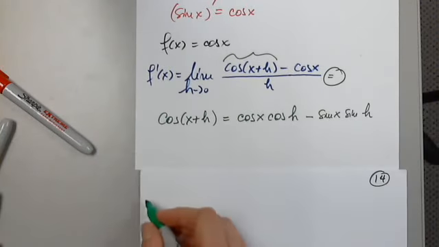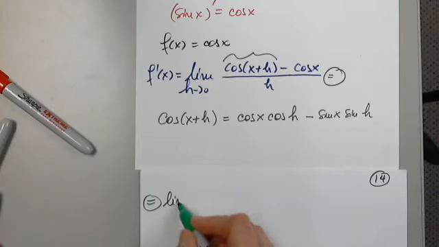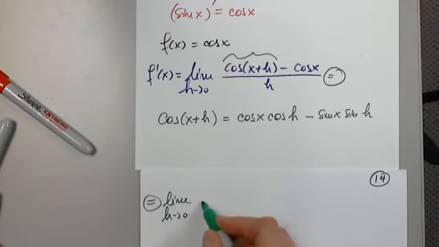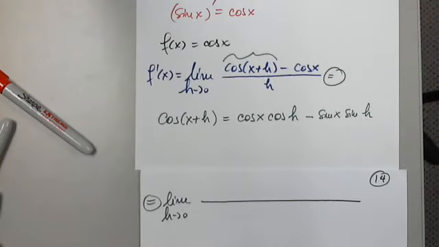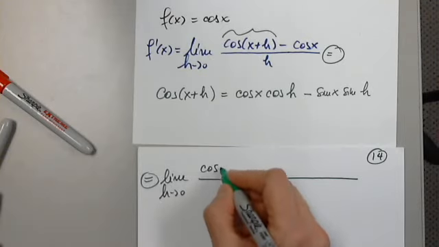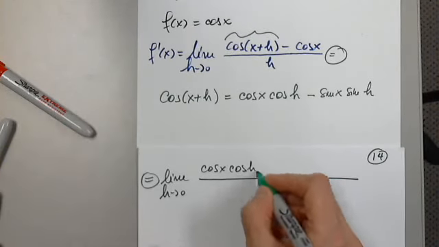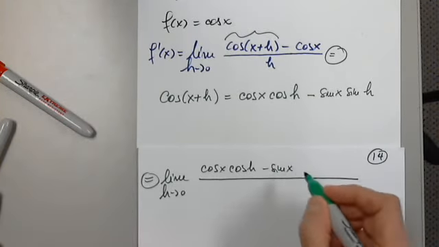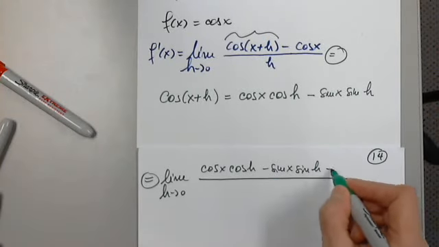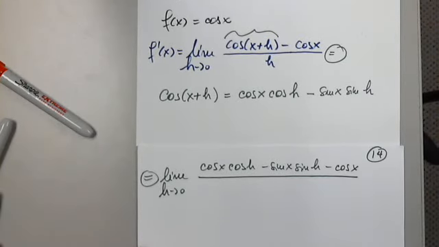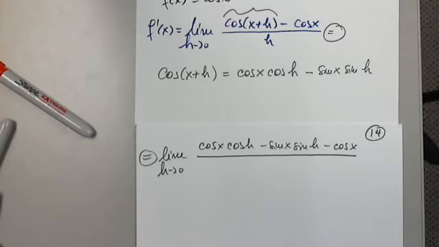So from here, I'll continue. This is the limit as h approaches 0 of cosine x cosine h minus sine x sine h minus cosine x, divided by h, of course.